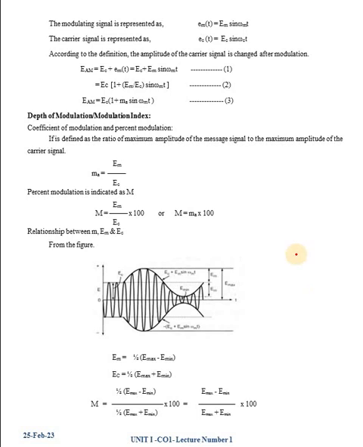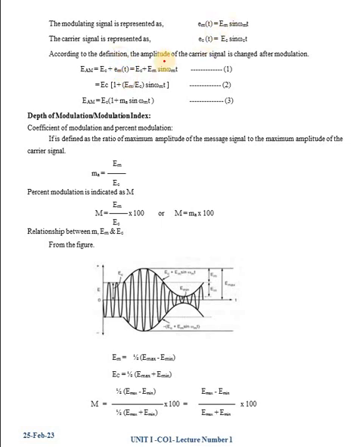So now we are going to derive the AM equation. The modulating signal is represented as EM sin omega MT. The carrier signal is represented as EC sin omega CT. According to the definition, in AM the amplitude of the carrier signal is changed after modulation. So we can represent EAM as the instantaneous magnitude of the modulated waveform after modulation. It is a combination of the maximum magnitude of the carrier signal, which is going to be modified according to the input signal.